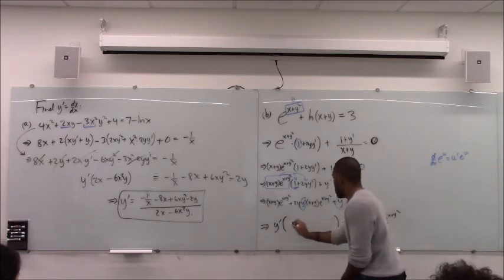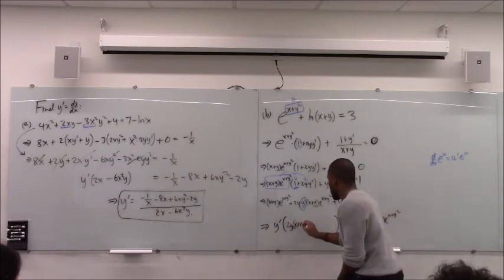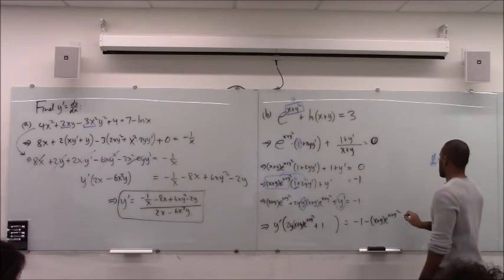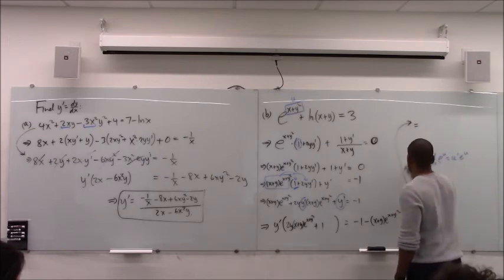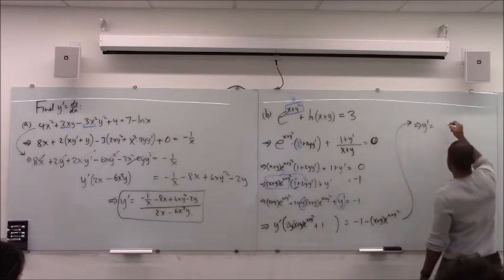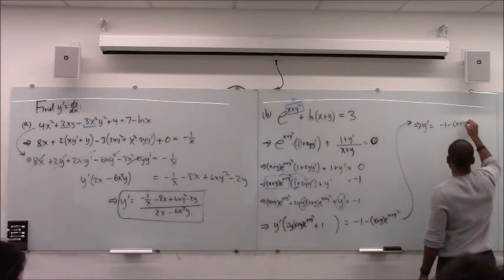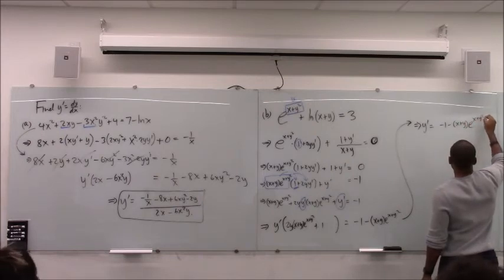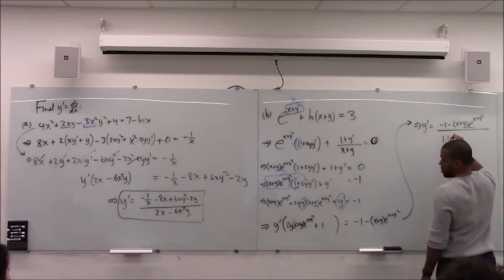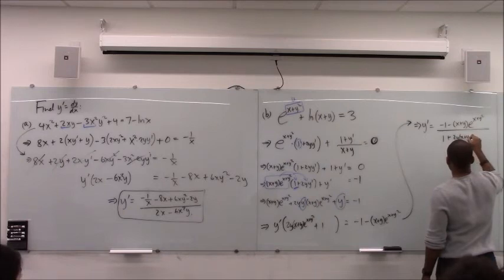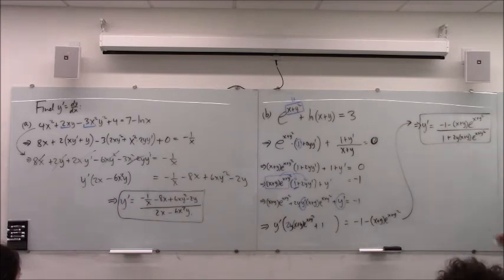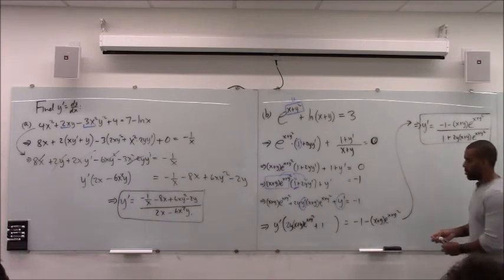So what's left over here is the 2y (x plus y) e to the (x plus y) squared plus 1. And so that means my y prime equals minus 1 minus (x plus y) e to the (x plus y) squared, all over 1 plus 2y (x plus y) e to the (x plus y) squared. That's that.